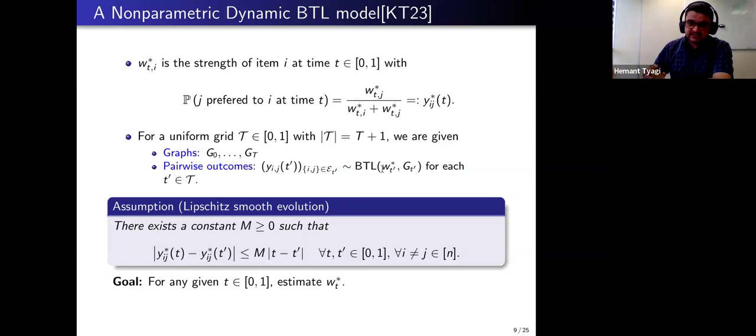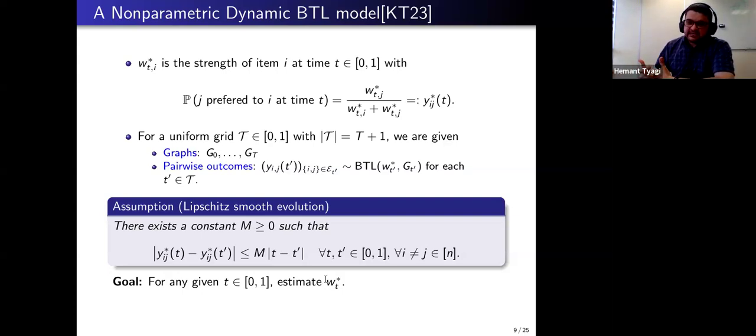Okay, so given this, the goal is the following. For any given t belonging to 0, 1, and this t need not lie on the grid, we would like to estimate the latent strength WT star, because these strengths are defined on the continuum, right? They're defined everywhere on 0, 1. The data is given to us on a grid, but the strengths are defined on a continuum. So we would like to estimate this latent strength between grid points.